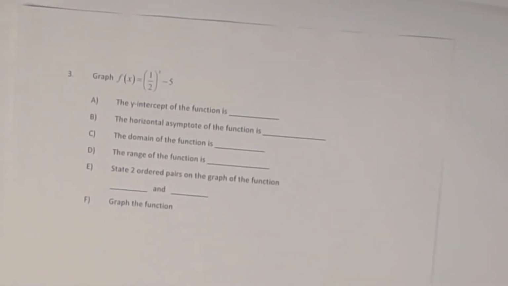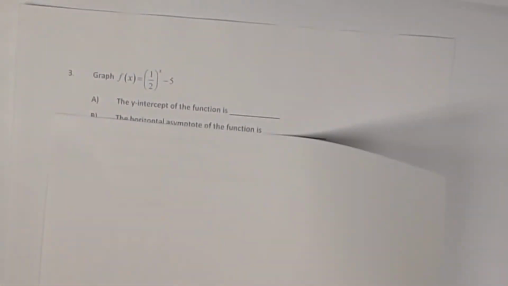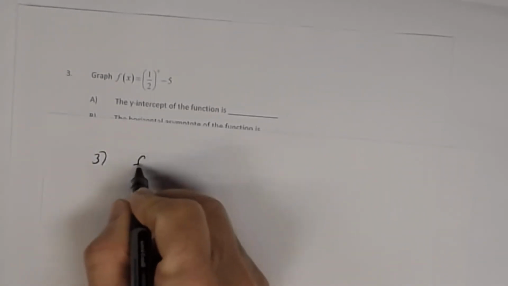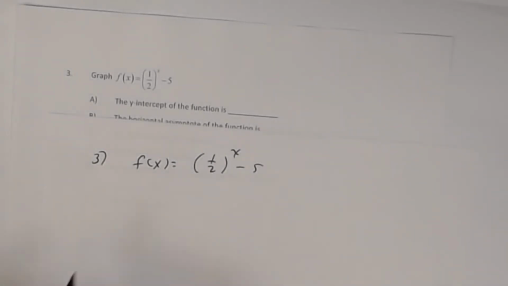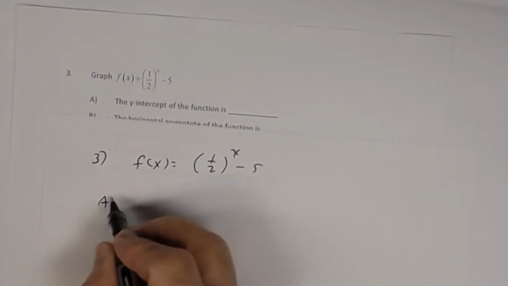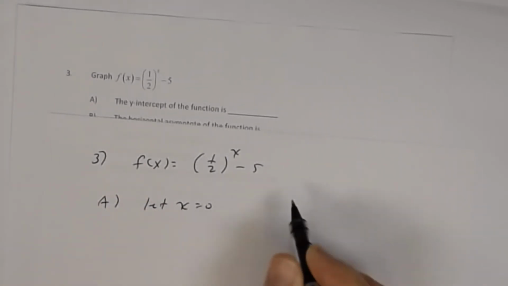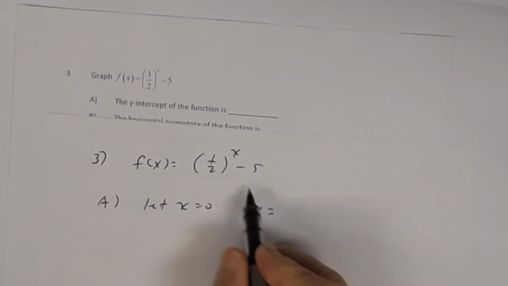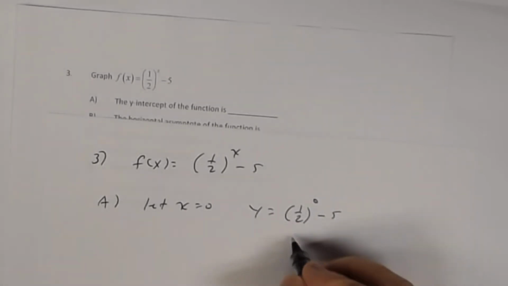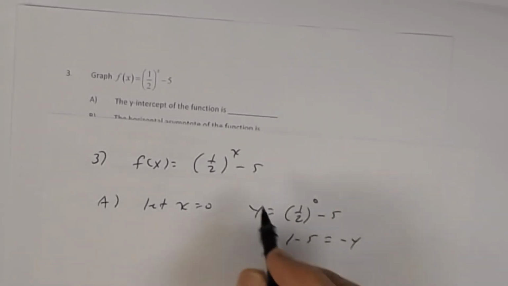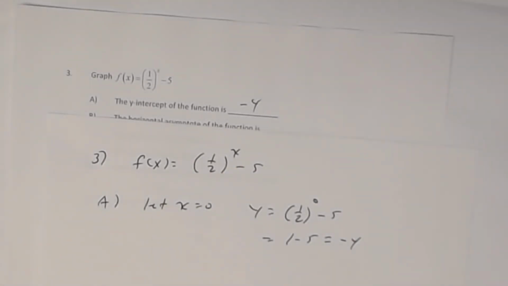So number 3, we have this function, and we're going to rewrite it right here. f of x equals 1/2 to the x minus 5. All right, so first of all, let's find the y-intercept. So for the y-intercept, you're going to let x equal 0. If x is 0, I get y equals 1/2 to the 0 minus 5. Well, 1/2 to the 0 is 1, and 1 minus 5 is negative 4. So I know that the graph is going to cross the y-axis at negative 4.